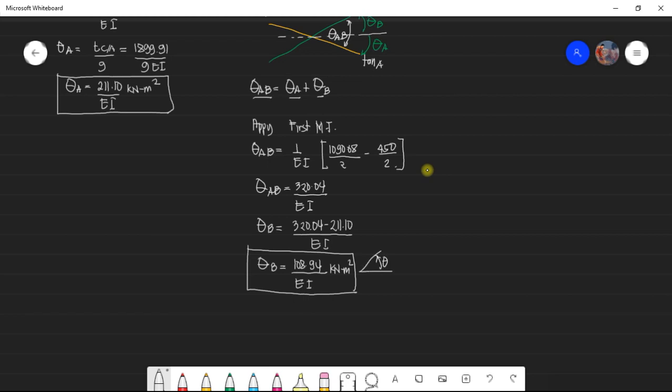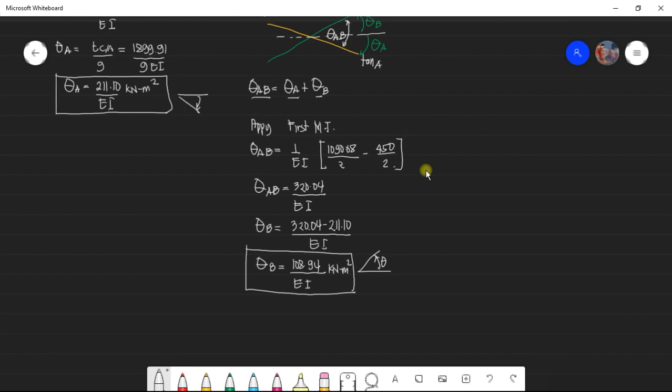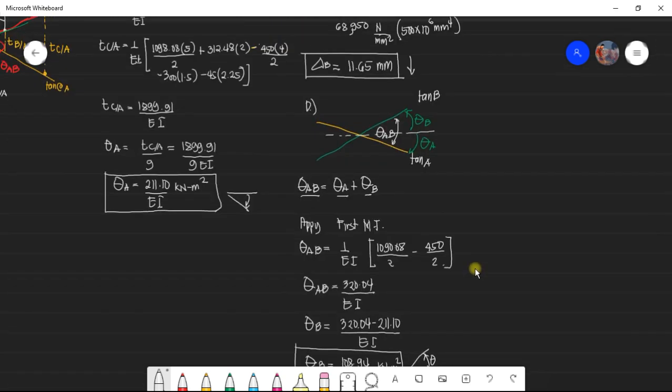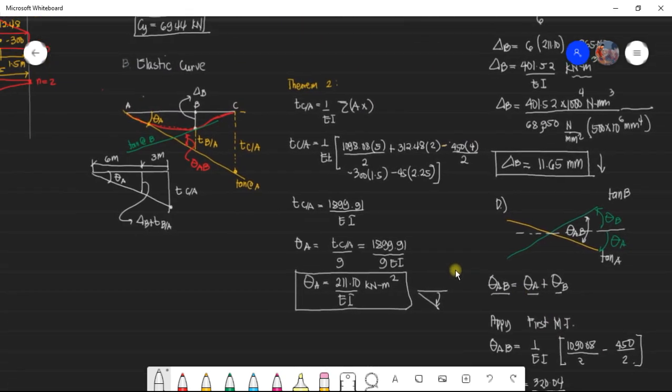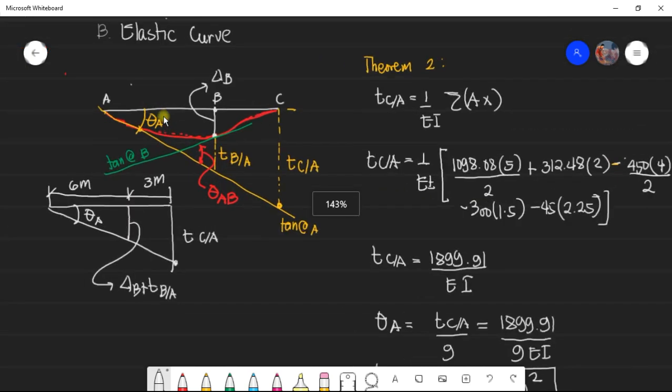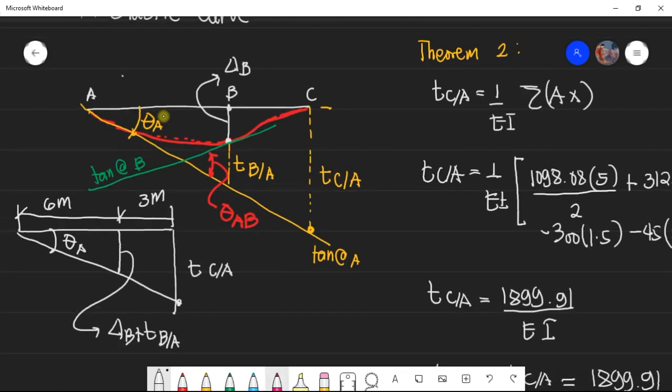So theta B. And for theta A, the direction is from the horizontal line, like this. And last, but not the least, I'll draw a tangent line here at C. So if I'm going to draw a tangent line at C, this is the tangent at C.